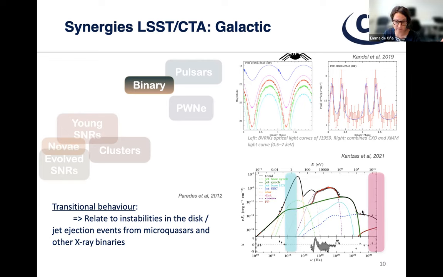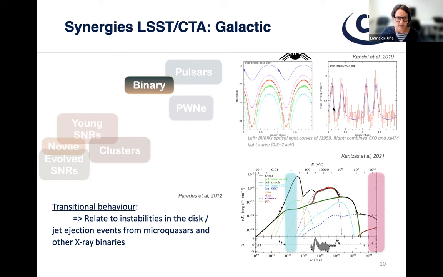And we know that this transitional behavior that we see in the skies is related to instabilities in the disk or the jet ejection, and all that can be sampled by looking at the optical counterpart. This is one example from a microquasar. Another example I wanted to mention is millisecond pulsars, like what we call the black widows. Here, for instance, is the optical light curve of 1959, a very famous one. And then you see how the modulation is actually changing also. We also see the counterpart in the GeV, and we expect to see this kind of object in CTA too.